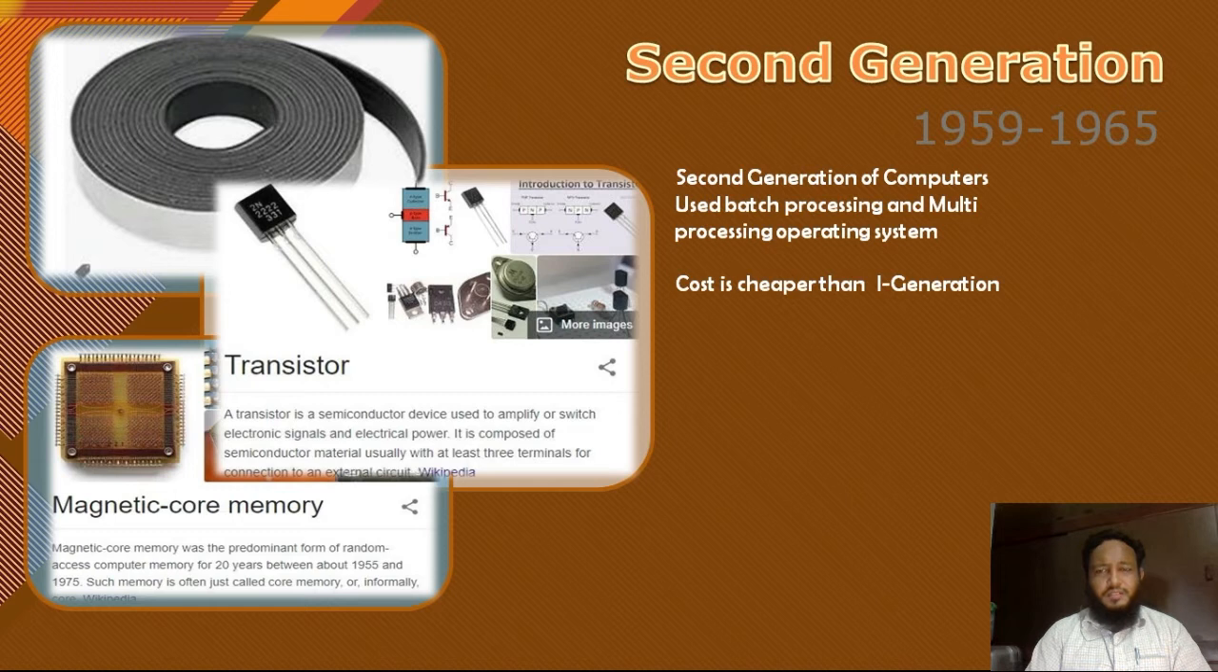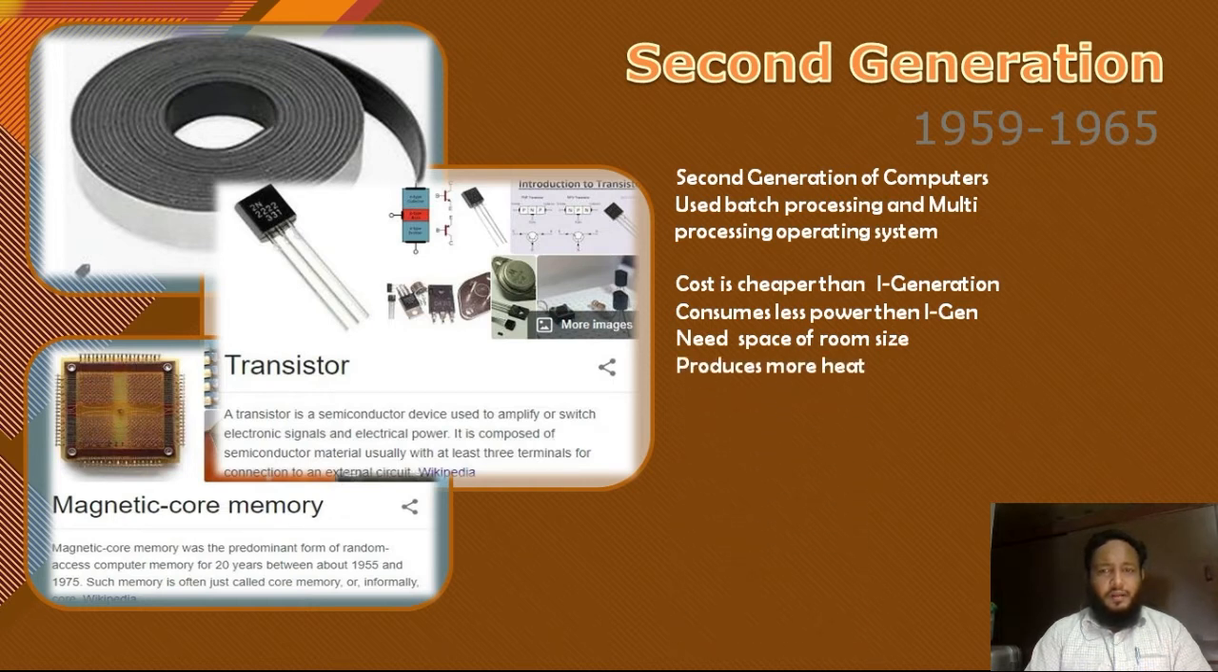The cost is somewhat cheaper than the first generation, and they consume less power compared to first generation computers. They needed space of a room size, so a lot of space was reduced. They still produced a lot of heat, so air conditioning was again required.